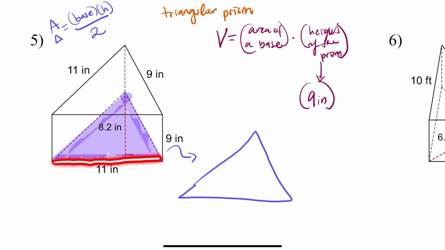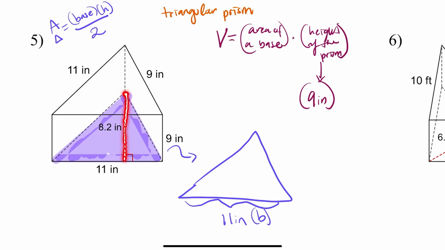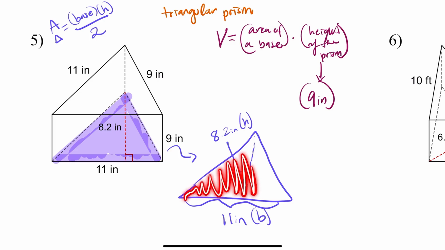They gave me the base of the triangle, which is 11, so I'll write that in again. I'm going to label that B for the base of the triangle. And it looks like they also gave me the height of the triangle, which is 8.2. So I'm going to do the same thing here: draw a little arrow and say that's 8.2 inches, the height of the triangle. Now we can find the area of that surface, which we need for our volume.